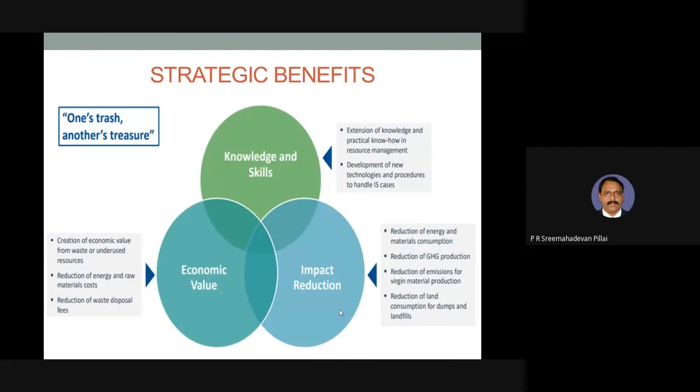Of course, what are the strategic benefits? Knowledge sharing is there. Then the reduction of environmental impact is there, and economic value is there. That is very important for an industry. Your cost of production, cost of sustenance, cost of pollution control comes down when your material sharing is there, waste sharing is there. That is one of the advantages. Now, see the next slide.